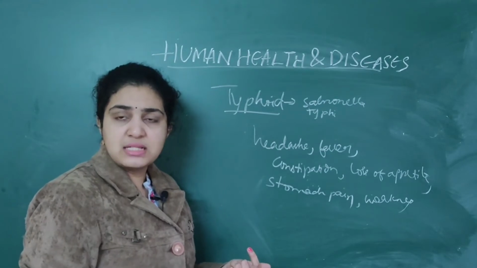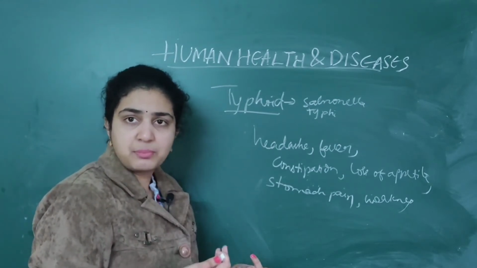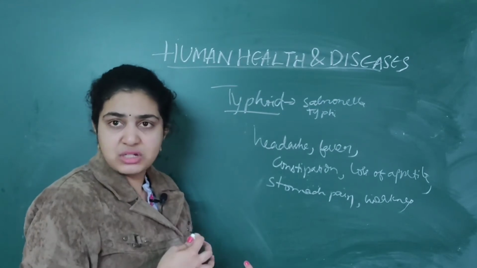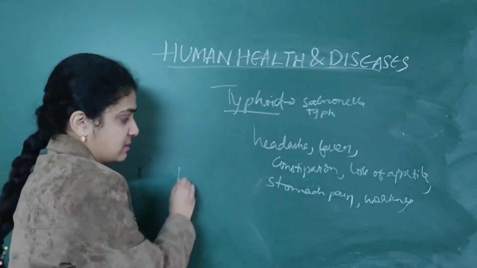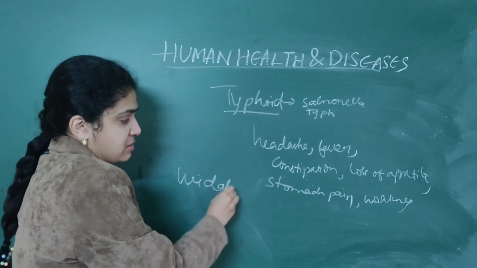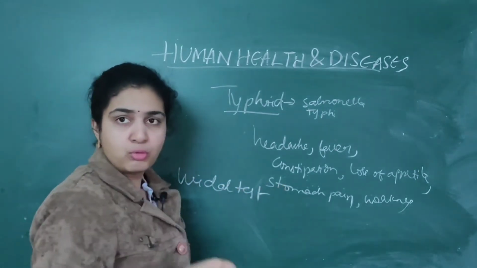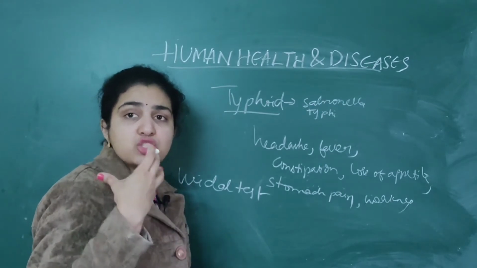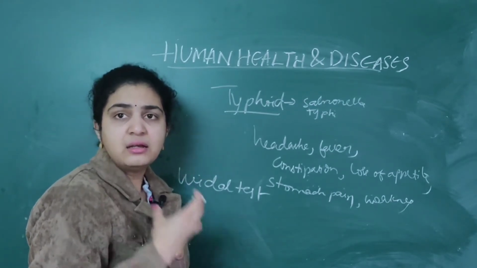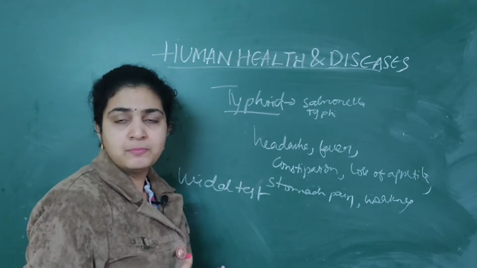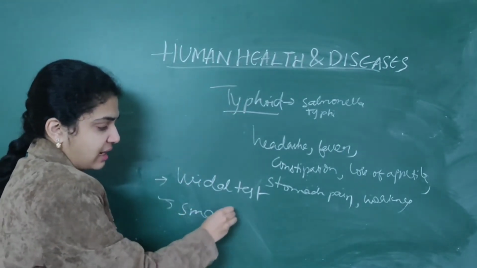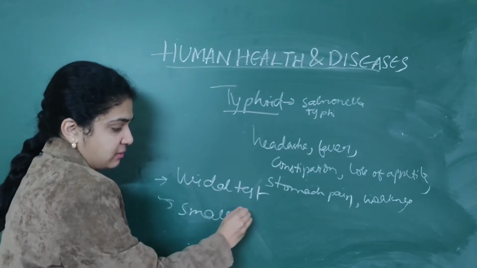These symptoms only you will see. If all these symptoms are present, then you will go and get tested with a test which is called the Widal test. Then it will be proved whether you have typhoid. If these bacteria are present in your small intestine, then you are suffering from typhoid. They reside in the small intestine.